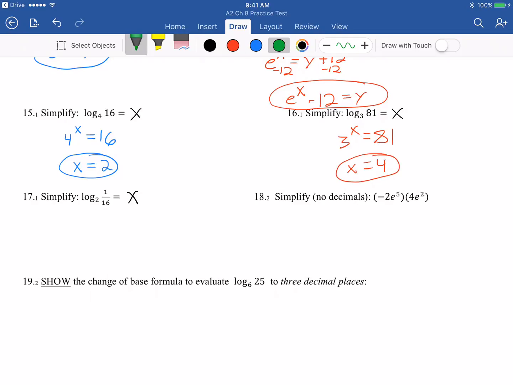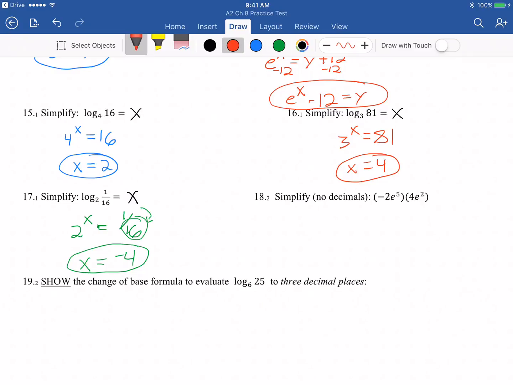Number 17, I set this guy 2 to the x equals 1 over 16. All right, now I like to ask myself, 2 to what power gives me 16? And I know that my x has to be 4 because 2 to the 4 power gives me 16. But since it's in the bottom, that means that this guy's going to be negative. So I have x equals negative 4 there for that one.